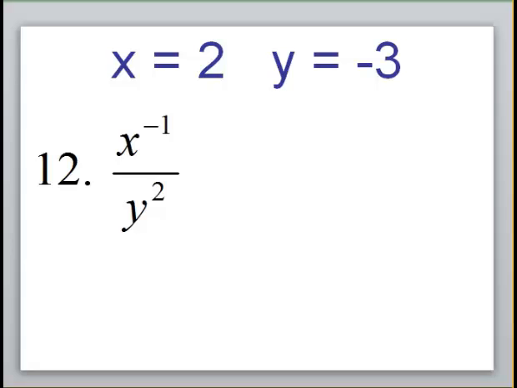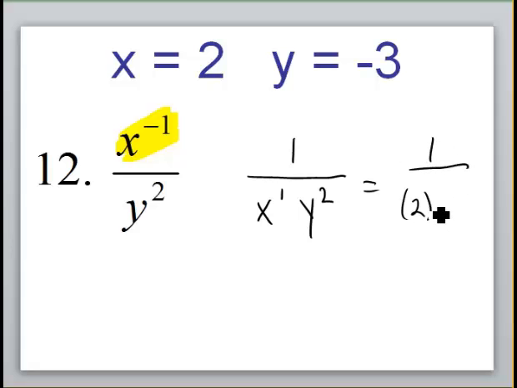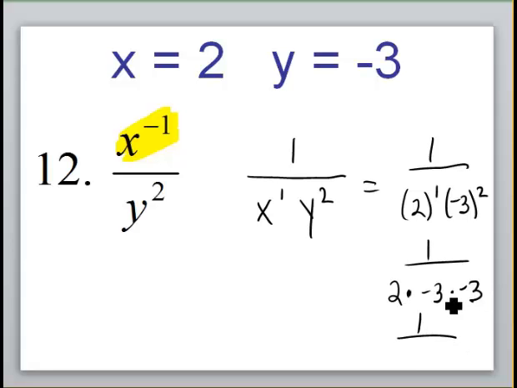On the next problem here, I have the x to the negative 1 that is unhappy. We're going to keep everything else that is happy where it is, so the y to the second is on the bottom. The x to the first gets moved to the bottom, and I just end up with a 1 on top because I can't put a 0 up there. We're going to then say I have 1 over, this would be 2 to the first power, and I'd have negative 3 to the second power. So what I end up having is 2 times a negative 3 times a negative 3. Well, that ends up giving me negative 6 times negative 3 is 18, 1 over 18.